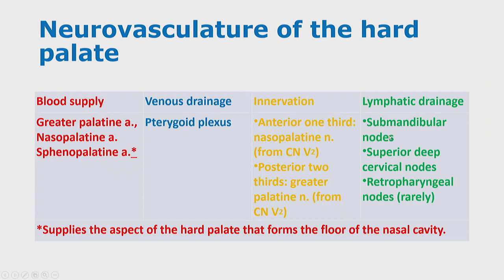Regarding the neurovasculature of the hard palate, first we start with the innervation. Innervation of the hard palate is made by two important nerves. The anterior 1/3, as we said, is the nasopalatine nerve, which comes out of the incisive foramen, and it's a branch of the maxillary nerve, which is the second branch of the trigeminal nerve, which passes through which opening of the skull?